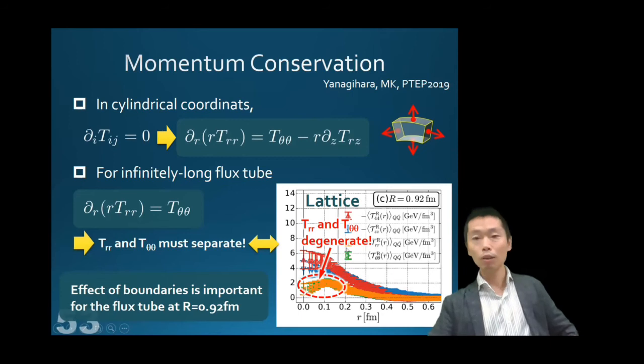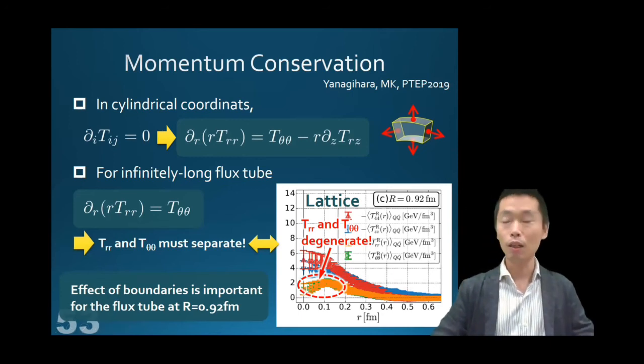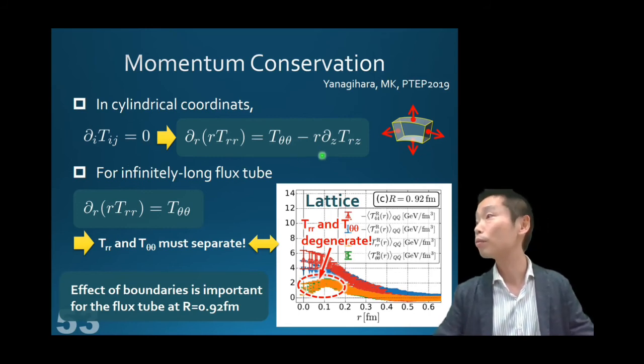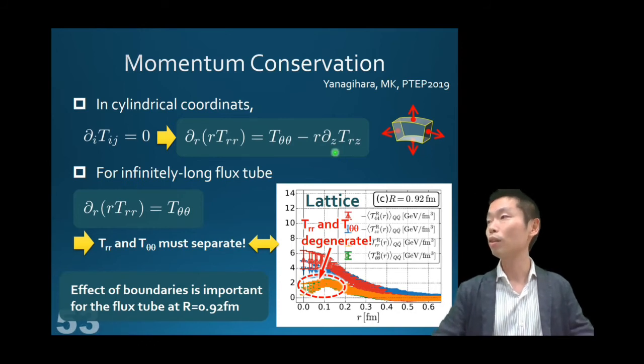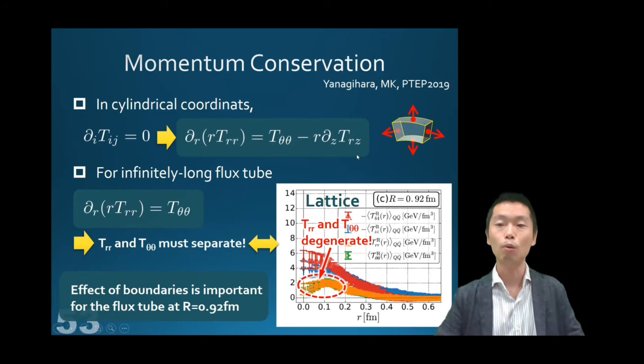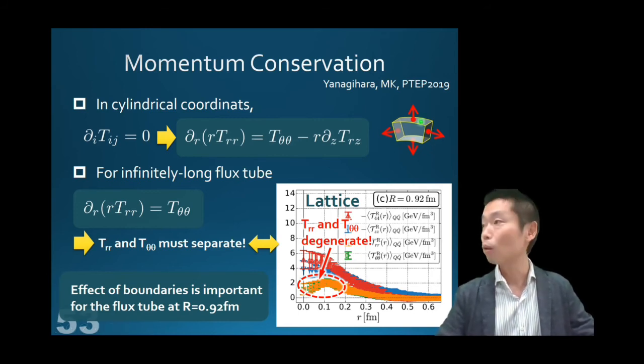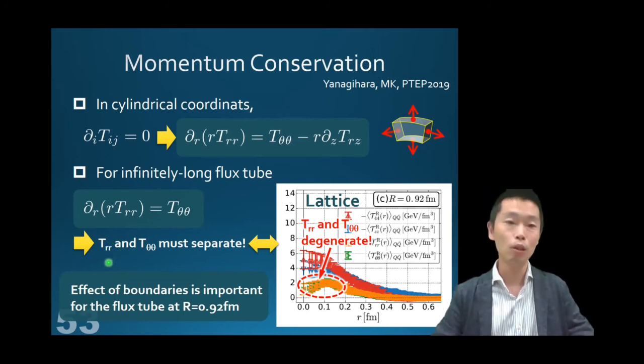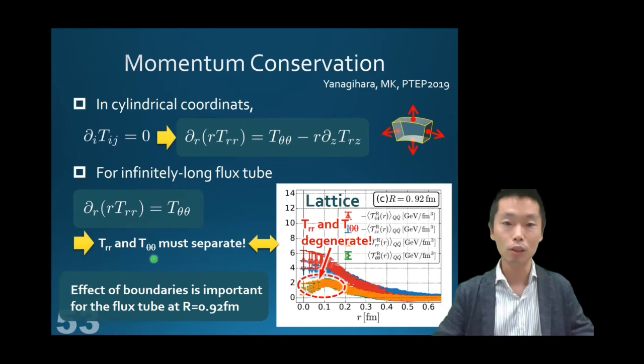And we can say something about these behaviors from momentum conservation. In cylindrical coordinates, the momentum conservation in a static system, this equation looks like this. And this relation actually shows the equilibrium of the force acting on this volume element. By supposing that the flux tube is infinitely long, then we can neglect this term. Then we obtain this relation, and from this momentum conservation, we conclude that TRR and T theta theta must separate.